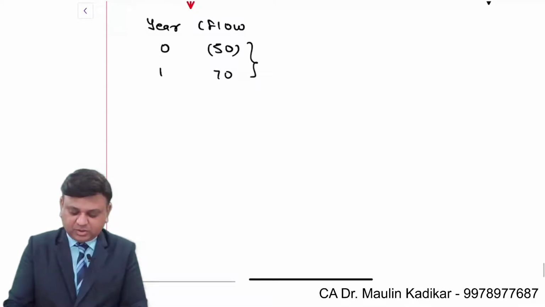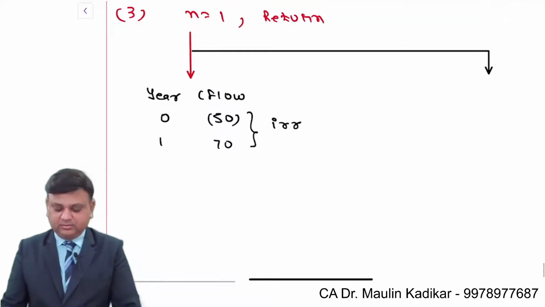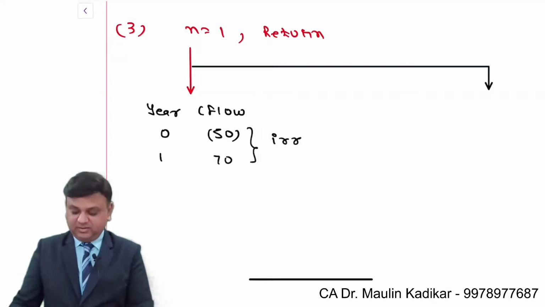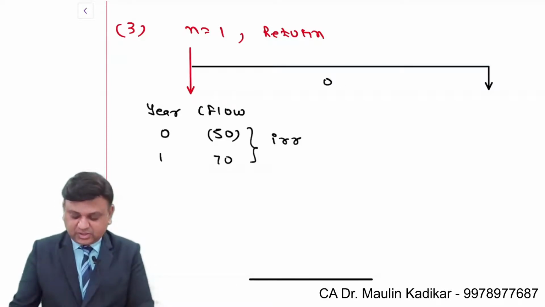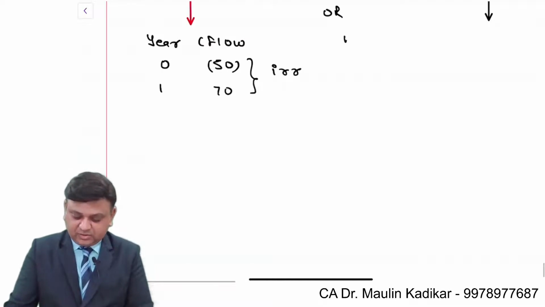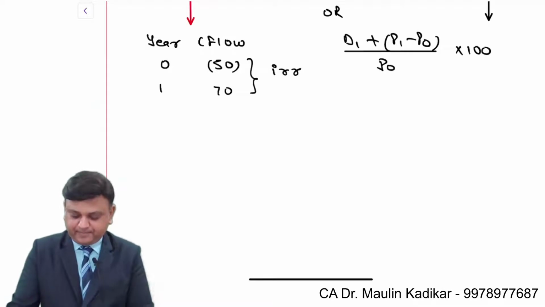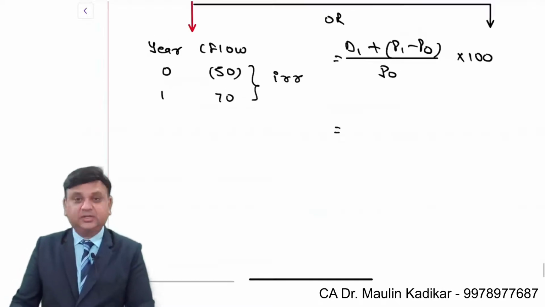You make the calculation of the internal rate of return. So we understand that IRR is the method, or otherwise a smart student like you can make the calculation like this: D1 plus P1 minus P0, divided by P0 into 100. That is the way the return can be calculated.